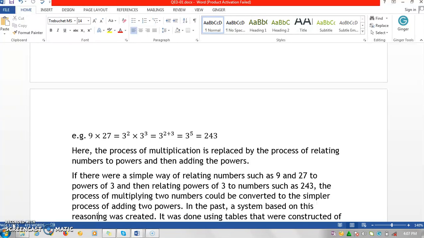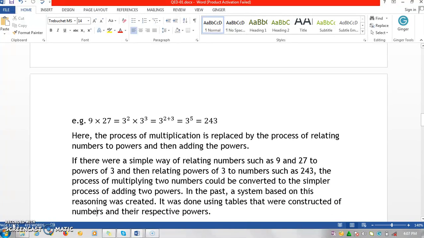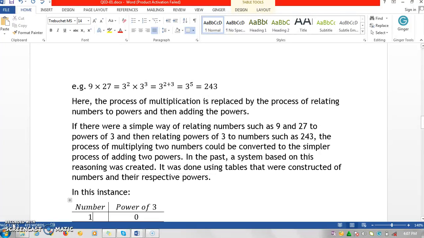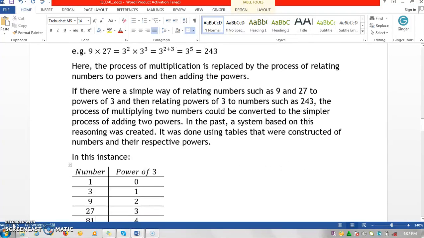So here the process of multiplication is replaced by the process of relating numbers to powers and then adding the powers. If there were a simple way of relating numbers such as 9 and 27 to powers of 3, and then relating powers of 3 to numbers such as 243, the process of multiplying two numbers could be converted to a simpler process of adding two powers. In the past, a system based on this reasoning was created. It was done using tables that were constructed of numbers and their respective powers.